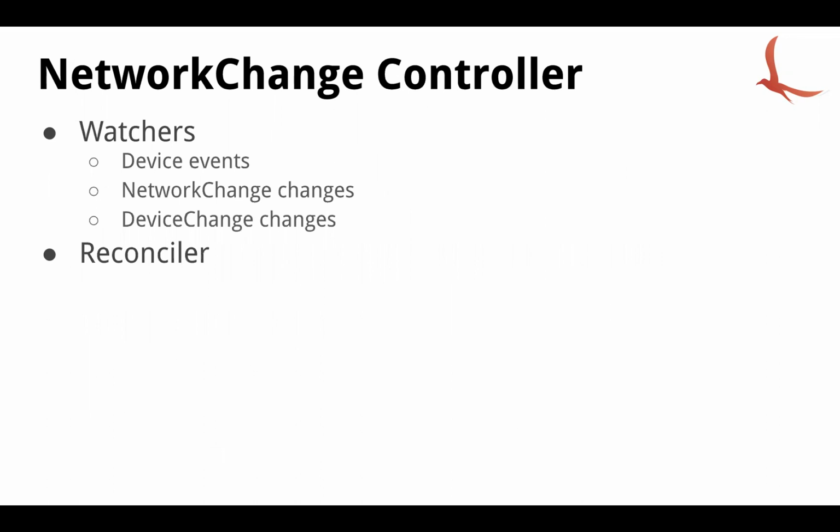And then the network change controller watches for device events, which are changes to the devices in topo. So if a device state is changed to connected or disconnected, or a device is added or whatever, the reconciler will be triggered. If a network change is added to the network change store or updated, the reconciler will be triggered. And if a device change is added, which I'll talk about in a second.